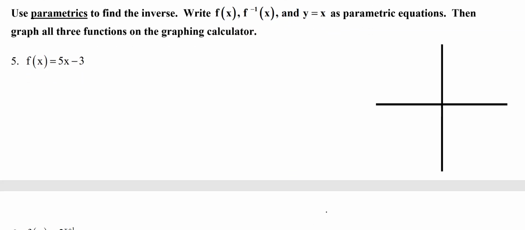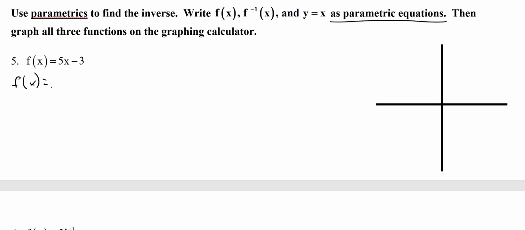So the next part, it says use parametrics to find the inverse. Write f of x, f inverse of x, and y equals x as parametric equations, and then graph all three on the graphing calculator. All right. So basically, they ask you to write them as parametric equations, all of them.